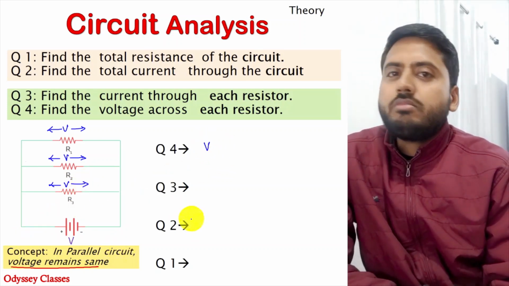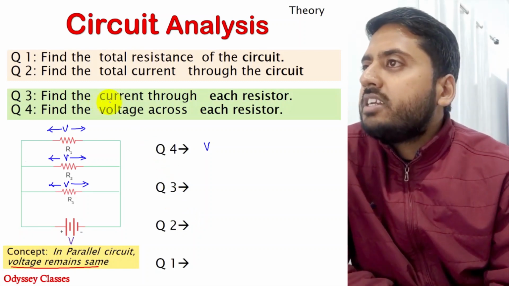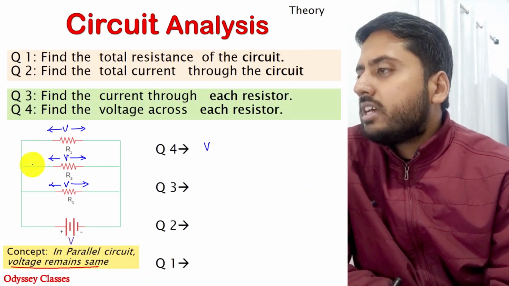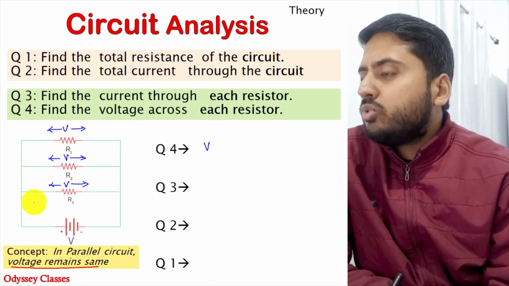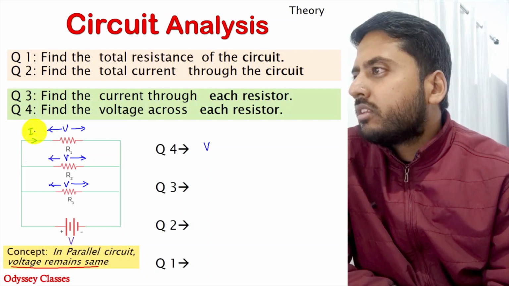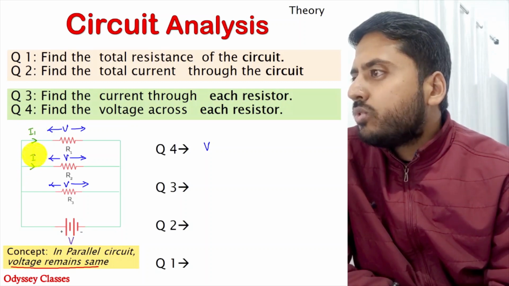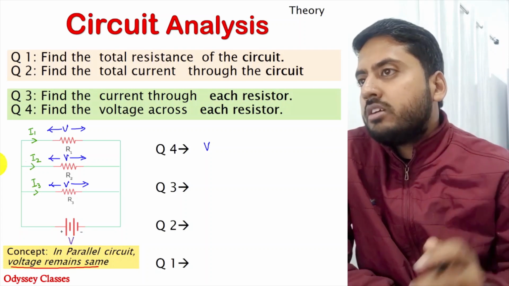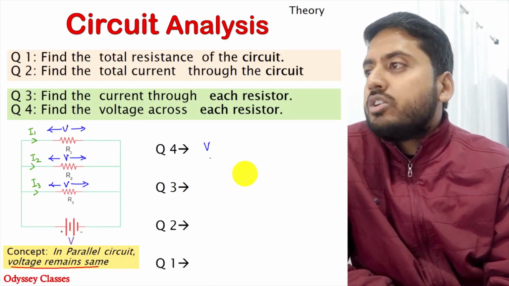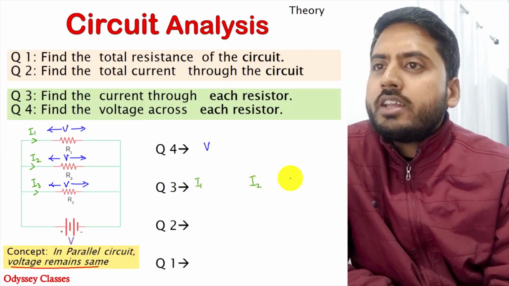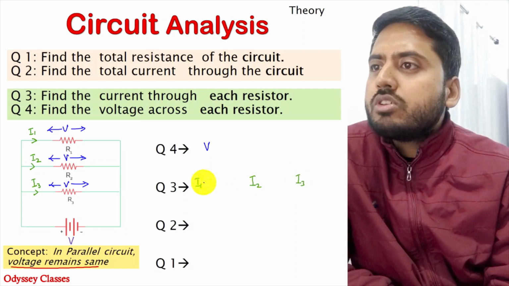That's it. Now we are supposed to find the current through each resistor. That is current through the resistor R1, current through the resistor R2 and current through the resistor R3. Let me give it a name, I1, and this as I2 and this as I3. So what are the values of I1, I2 and I3? Now it's very simple. From here we just need to use Ohm's law. So for finding the current I1, I2 and I3, we will simply use the Ohm's law.